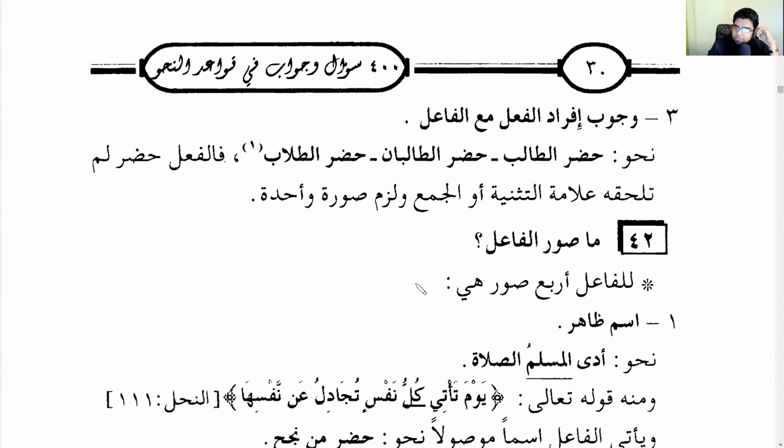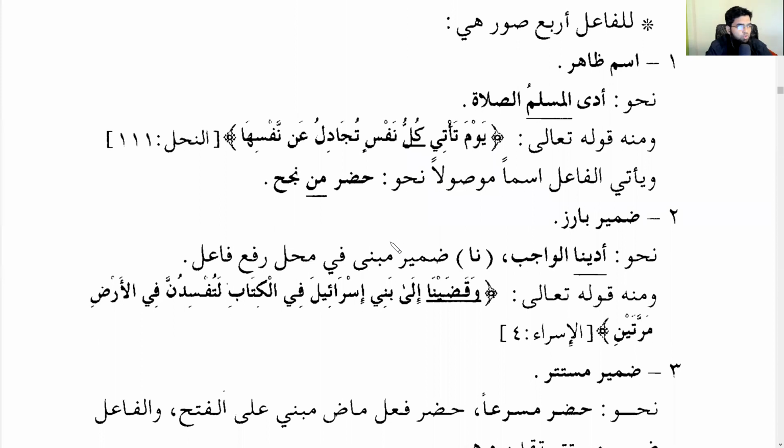ما صور الفاعل. What are the forms of fa'il? Fa'il should be one word or it could be a sentence or whatever. Let's see. للفاعل أربع صور here. For the fa'il, they have four forms. اسم ظاهر. It should be a clear, apparent noun. You can see the noun. ظاهر. نحو أدى المسلم الصلاة. أدى is the فعل. أدى يؤدي. المسلم performed his prayer. الصلاة. ومنه قوله تعالى يوم تأتي كل نفس تجادل عن نفسها. And on that day comes every soul arguing for itself.